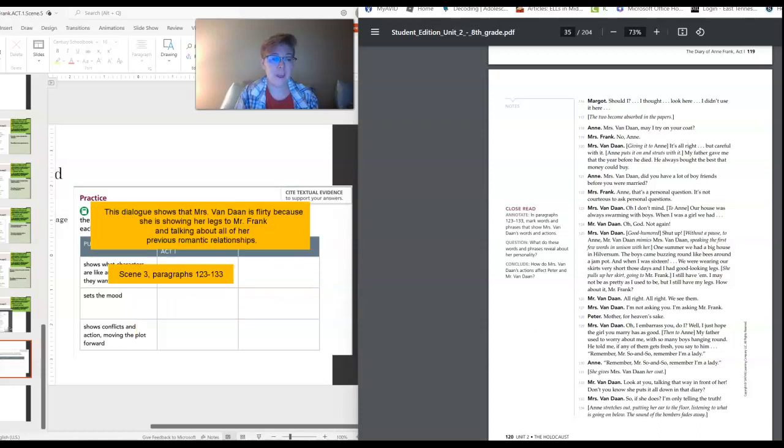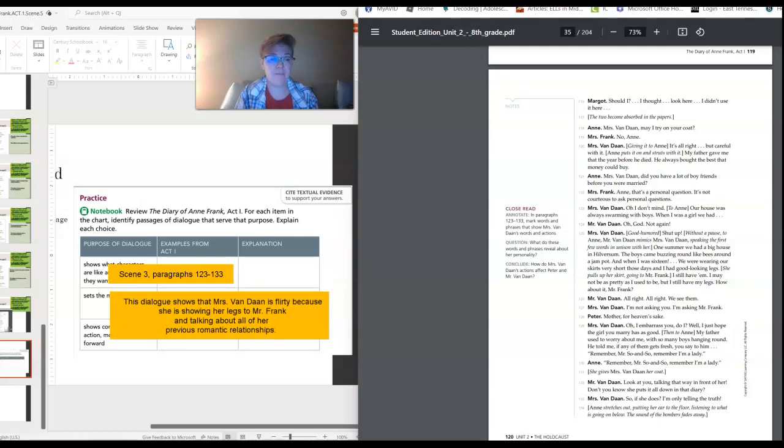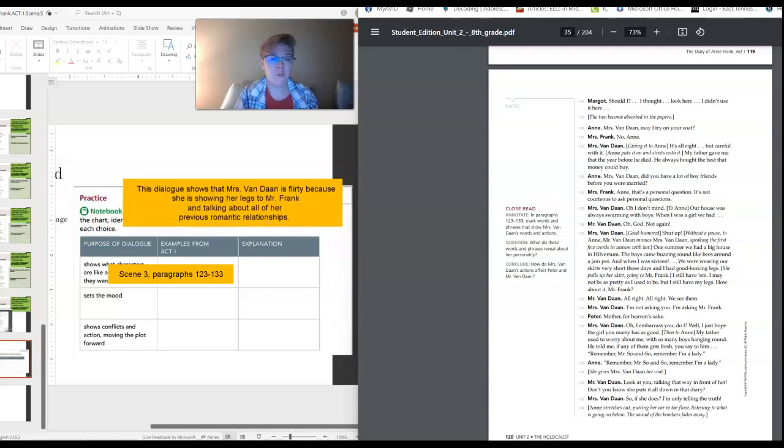Now, notice explanation means you're going to have a because in there. You're not going to just tell us what it shows, but you're going to tell us why it shows that. We'll just keep that up there.